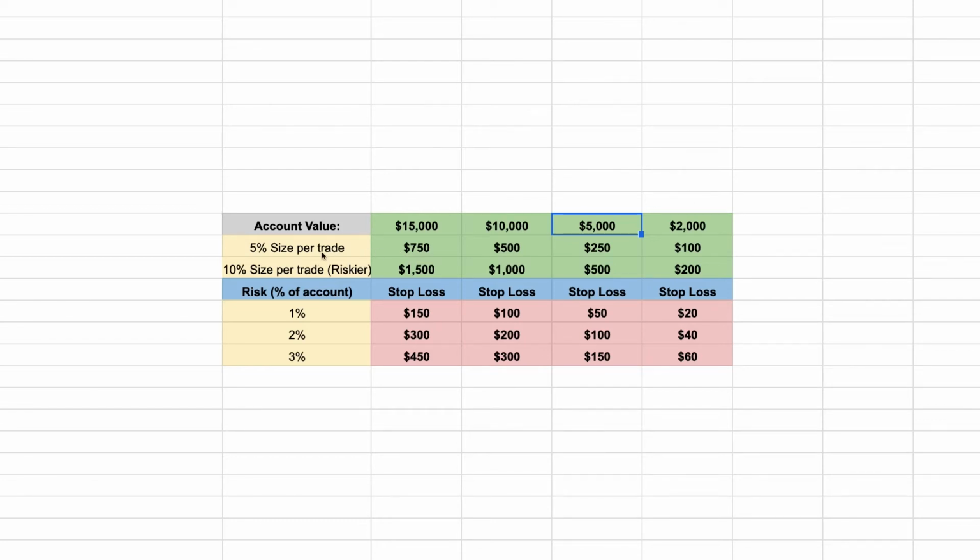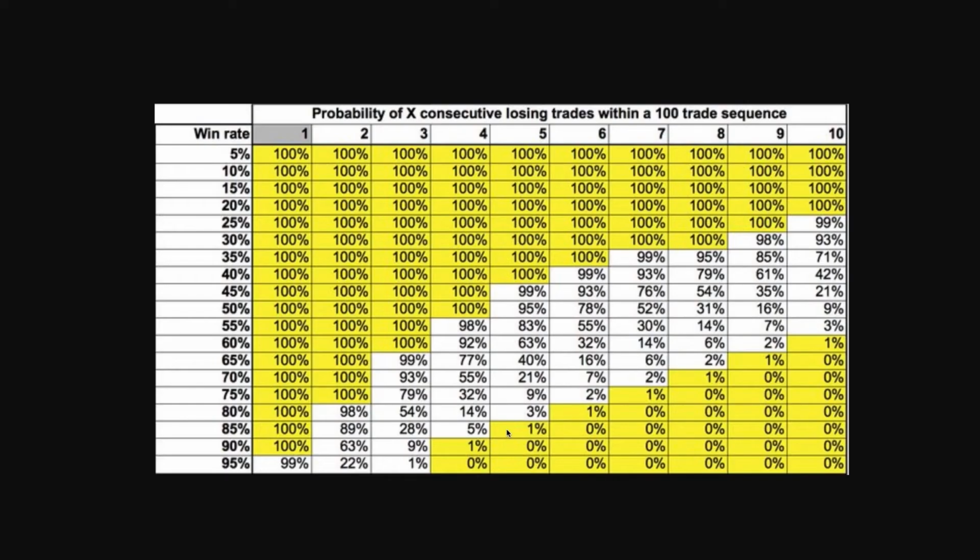So with 5% size per trade, if that went to zero, it would take 20 trades in a row for you to blow your entire account. Here's a simple probability sheet. This is the probability of a certain number of consecutive losing trades within a 100 trade sequence.